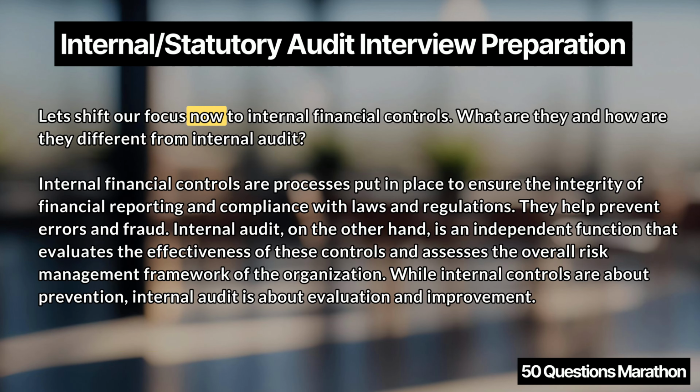Let's shift our focus now to internal financial controls. What are they and how are they different from internal audit? Internal financial controls are processes put in place to ensure the integrity of financial reporting and compliance with laws and regulations. They help prevent errors and fraud. Internal audit, on the other hand, is an independent function that evaluates the effectiveness of these controls and assesses the overall risk management framework of the organization. While internal controls are about prevention, internal audit is about evaluation and improvement.